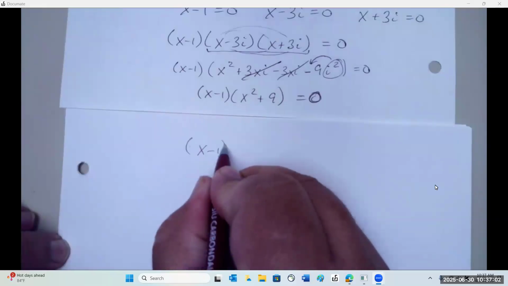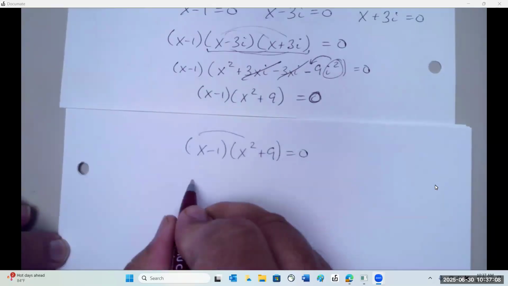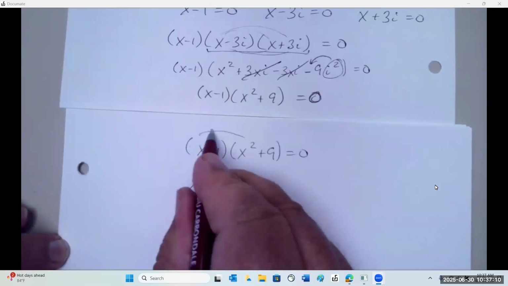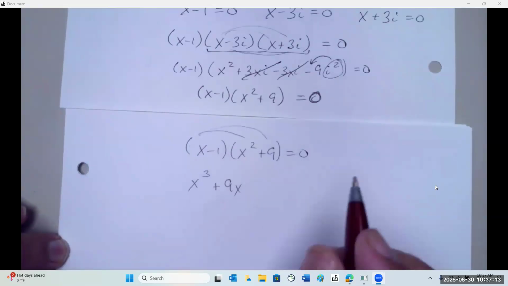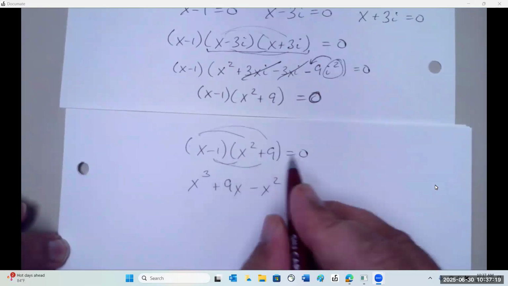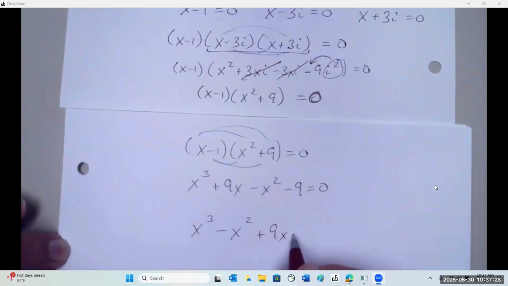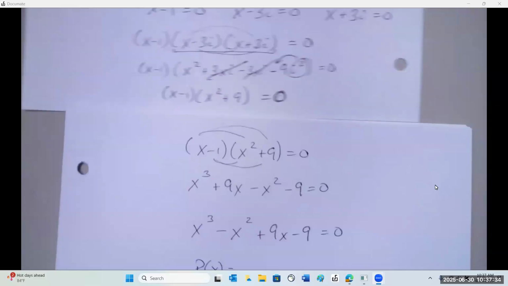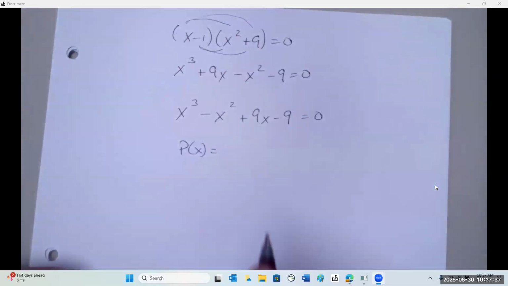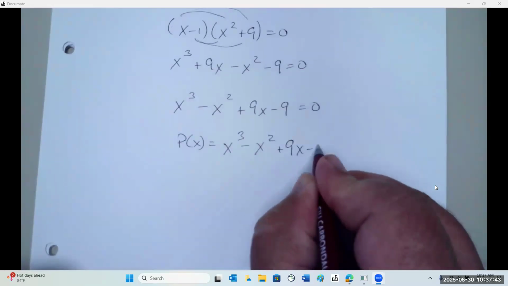I have an x minus 1, x squared plus 9. X times x squared is x cubed. X times positive 9 is positive 9x. Negative 1 times x squared is negative x squared. Negative 1 times 9 is negative 9. So rearrange these so they're in decreasing order. And so that's my polynomial. My polynomial is x cubed minus x squared plus 9x minus 9.